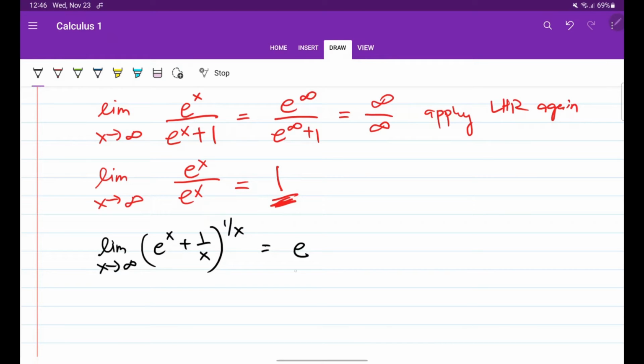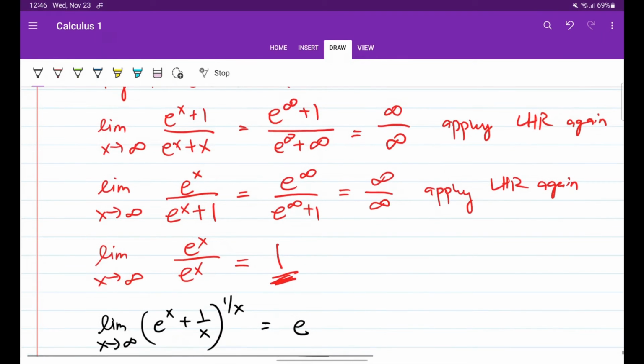This is how we apply L'Hopital's rule for the form infinity raised to 0. And again, let's not forget that we just apply L'Hopital's rule again and again until we get a specific answer for our limit.